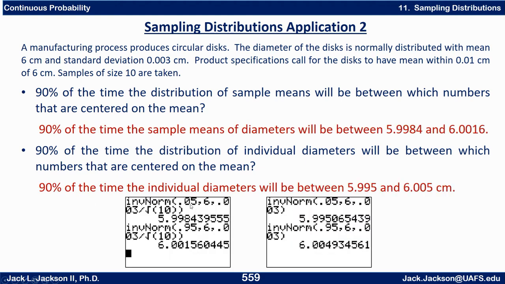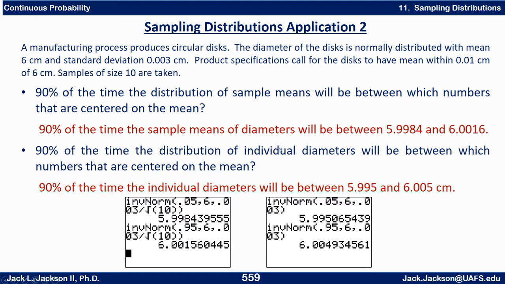So if I do inverse norm of 0.05, the mean of 6, standard deviation is 0.003 divided by square root of 10, that gives me my lower boundary of 5.9984, and if I do an inverse norm for 0.95, mean of 6, standard deviation of 0.003 divided by square root of 10, that gives me 6.0016, which is my upper boundary. If I do the same thing over here but change the standard deviation back to just 0.003 for the individuals, I get the corresponding limits there.